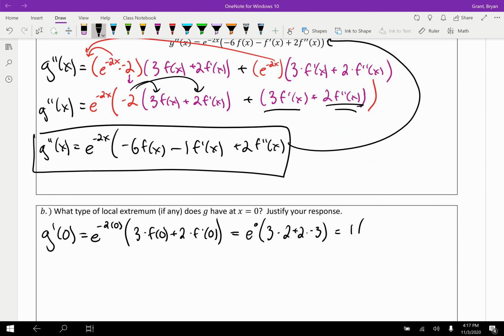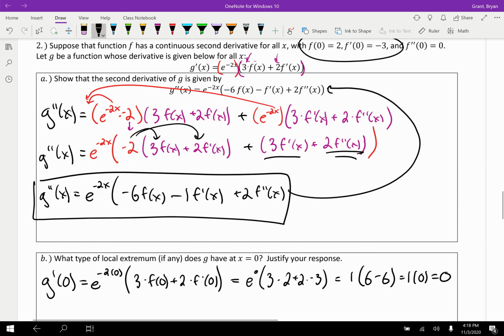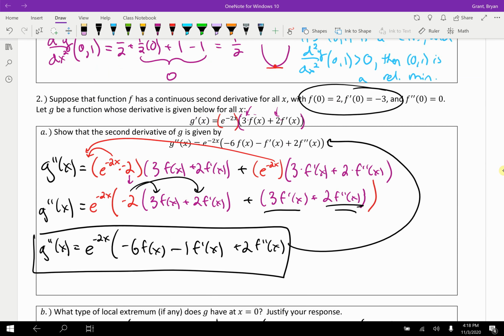Okay, so I'm looking at 1 times 6 minus 6, 1 times 0, which is 0. Oh, good, that's awesome. That means that this is a critical point, so there is a chance that there is a relative min or max. If we knew other points, we could totally keep using g prime and make a sign chart, use the first derivative test, but they give us very limited points, just exactly what happens at 0, not around 0.